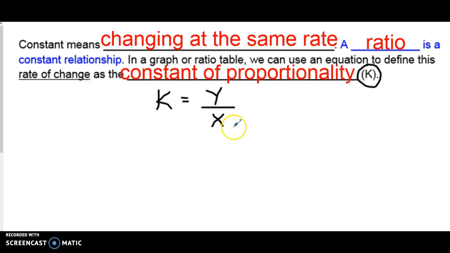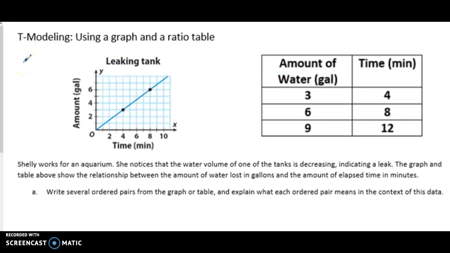So if we have a graph, we know that Y is simply the variable that is graphed on the Y axis. And then if we are looking at the X axis, what variable is that? Many, many times it's going to be time. And so basically K is going to show how something changes, the Y, over a given amount of time or a given number of attempts, over that X. So let's look at an example here. I'm going to model for you how to read a graph and then how to read a ratio table.